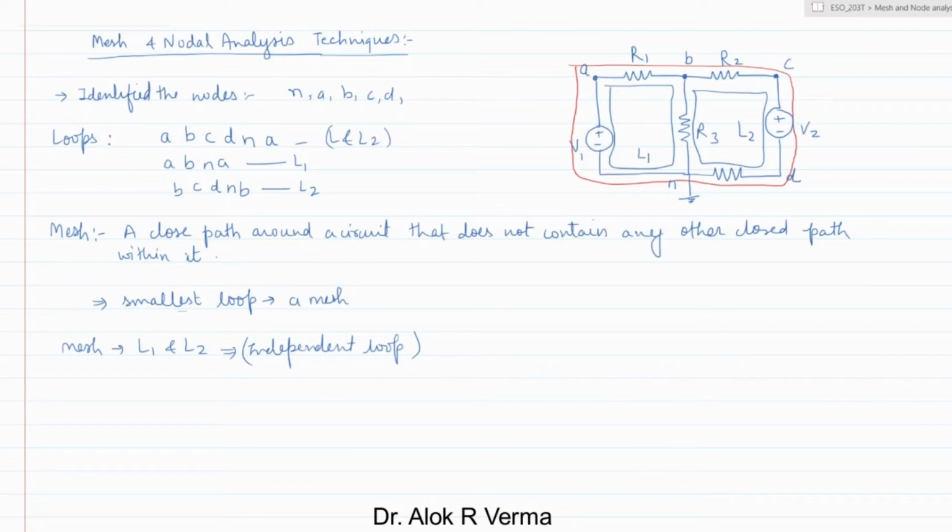When we try to solve a circuit using mesh analysis, we have to initially assume a circulating current or mesh current which is flowing in the mesh. In this particular example, we'll be assuming one current flowing in this mesh and another current flowing in this mesh. So a mesh current is basically a hypothetical current which is assumed to flow within the perimeter of that mesh.